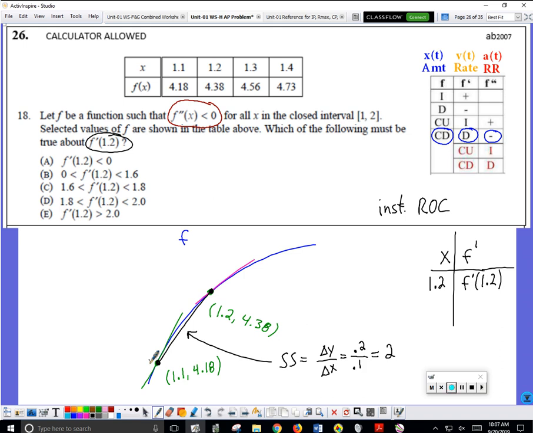Question. I just keep going. Let's go find this secant slope. So come up here. This is x equal 1.2. Y coordinate is 4.56.